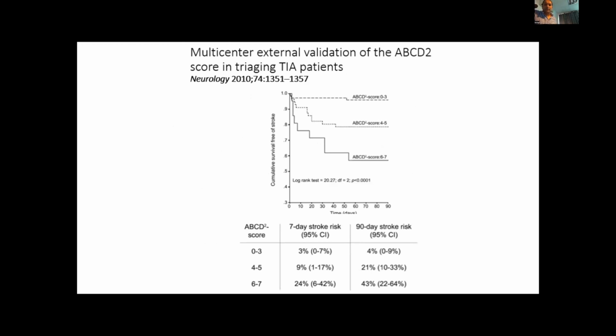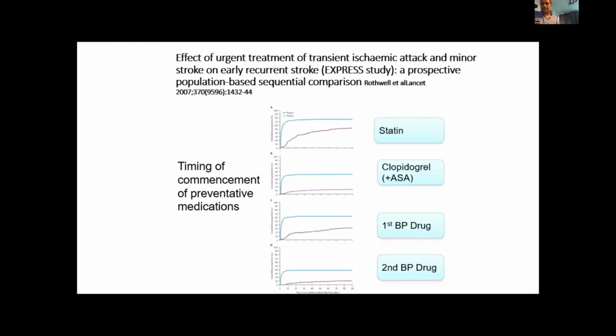So you score an ABCD square score of 6 to 7, you have a 24% 7-day stroke risk, and almost half that, 50%, will have a stroke in 3 months. So TIAs, from a population-based perspective, are actually going to make the biggest impact on what's coming through the door at your hospital and how you manage that.